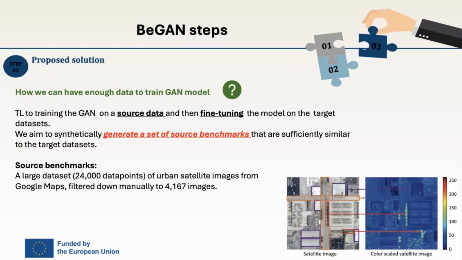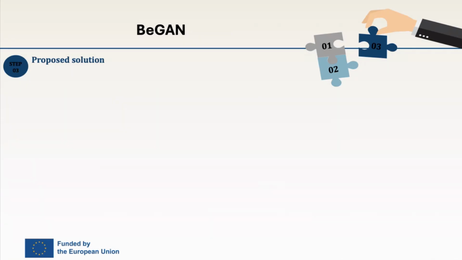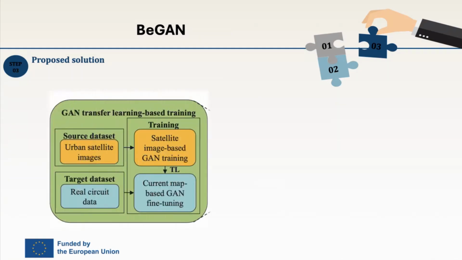In general, they had 4,167 images. For the target dataset, they only had 10 current maps, or 10 real images, that can be used in the fine-tuning stage. Let's see in the next slide how this was done.